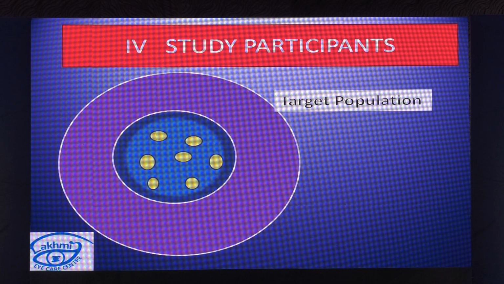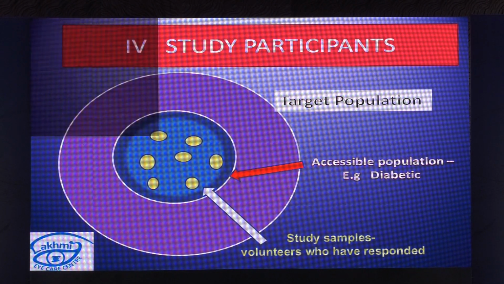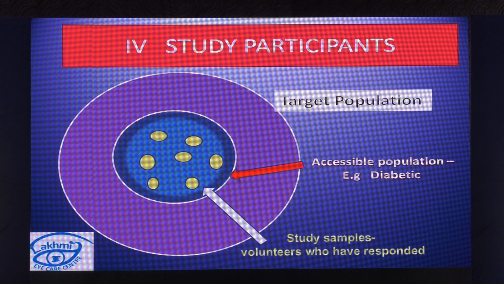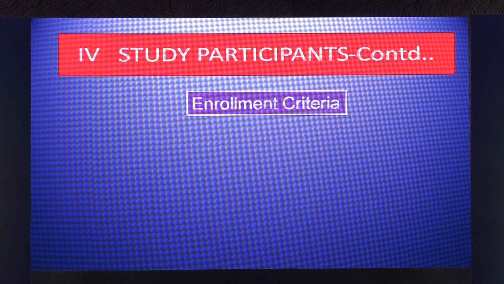The study participants: this is the target population. Now this is the accessible population, for example the diabetic group. Then these are the study sample, in yellow, the volunteers who have responded. The ideal accessible population is at high risk for the disease, should be candidates for the treatment, and representative of the target population.